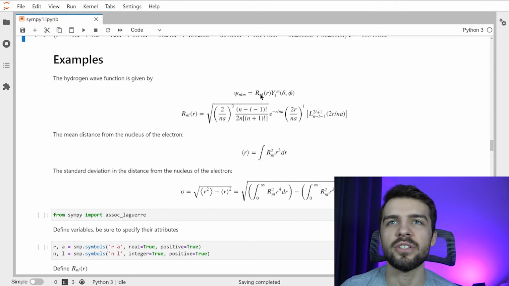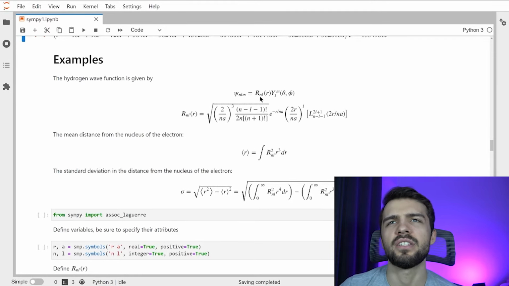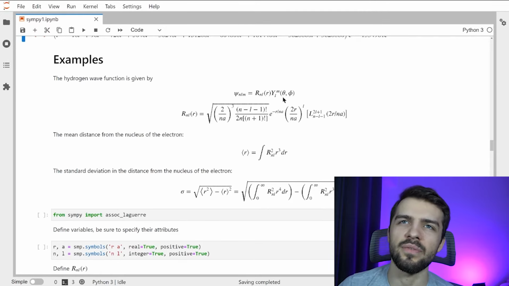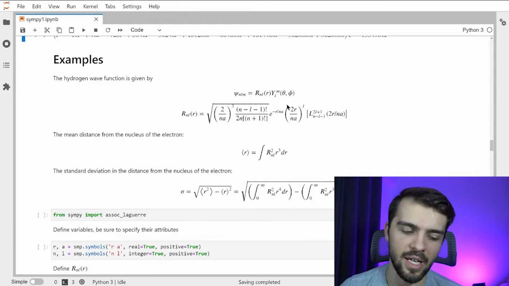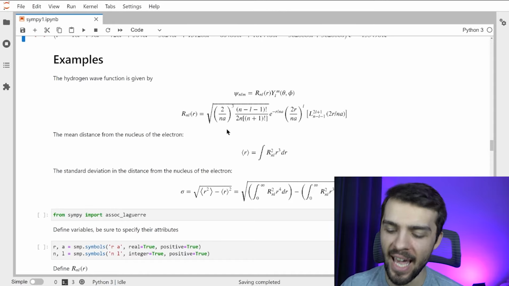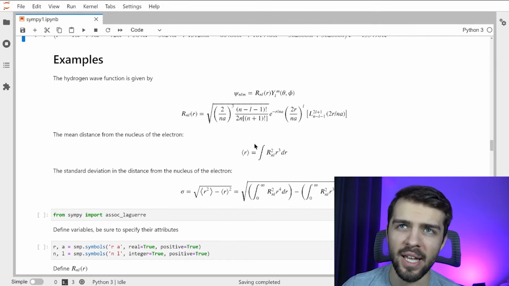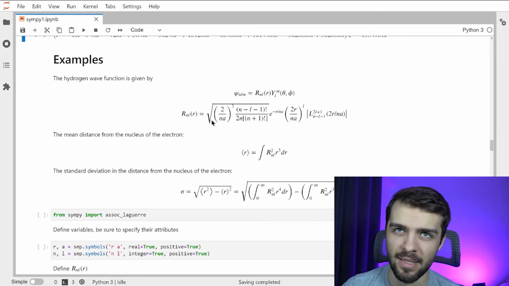So the question is, what are these functions, R_nl of r and Y_lm? This is the spherical harmonics. This is the radial part. You'll notice it's a separation of variables thing here. It's sort of handy for the eigenstates of the electron, the energy eigenstates. And so R_nl of r, it's a complicated expression, and we're going to define it in SymPy.